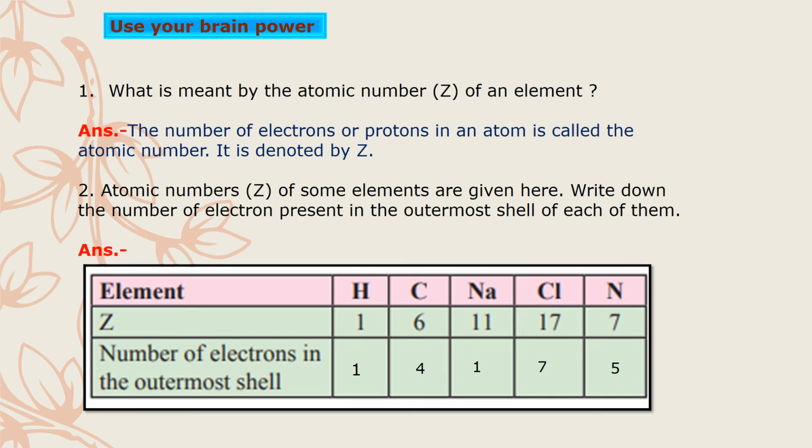Now next is chlorine. It has atomic number 17, so its electronic configuration will be 2, 8, 7. So obviously in the outermost shell there are 7 electrons in chlorine. The next is nitrogen. In nitrogen there is atomic number 7, and due to that 2, 5 will be the electronic configuration for nitrogen, and due to that 5 electrons will be there in the outermost shell of nitrogen.